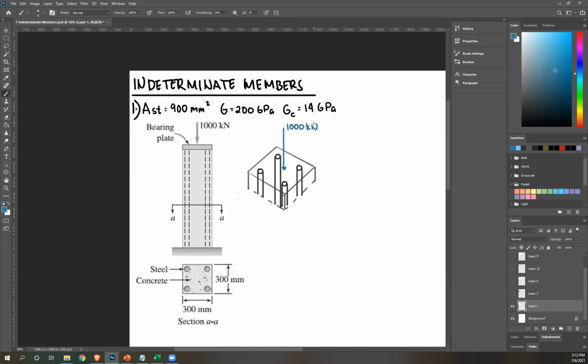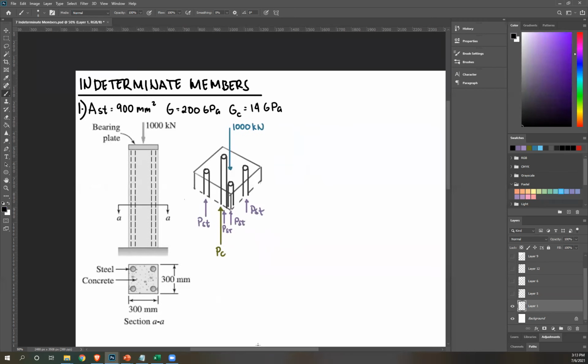Now, the parts that are resisting this load are your concrete. Let's draw the concrete. First this, the actual concrete. Let's call that PC. And then your individual bars. So let's choose this. These are your reactions of the steel bars. So P_st for steel. That's what's happening.